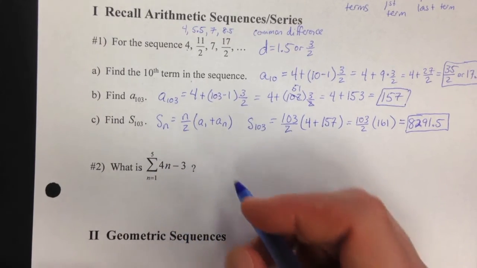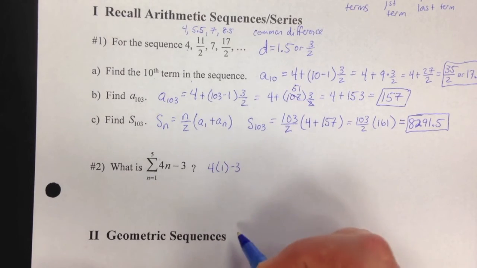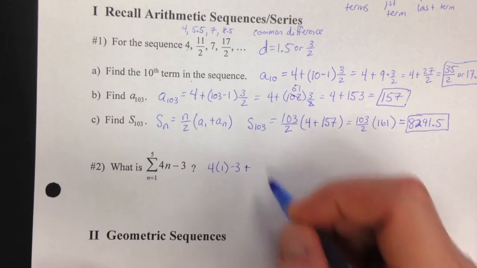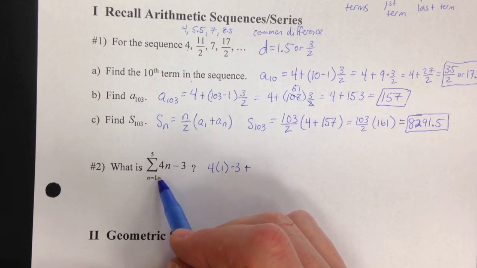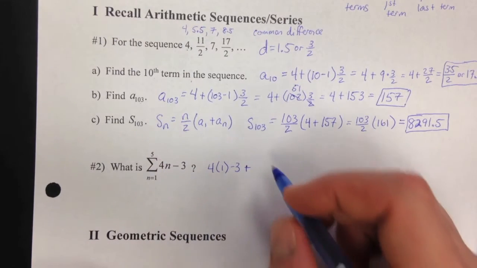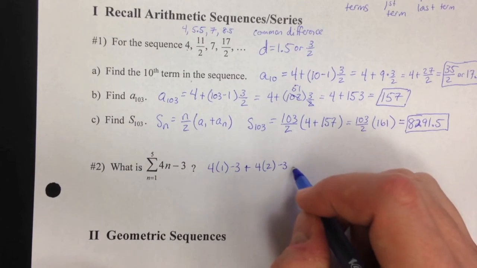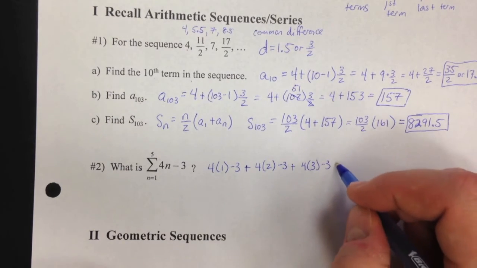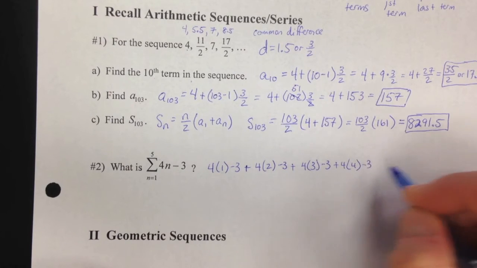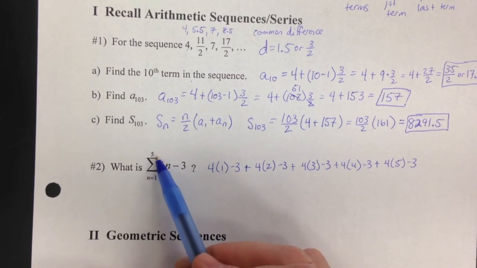So what this will look like, we're going to do 4 times n minus 3. That's the first term, plus, now the second term. I plugged in a 1, now I'm going to plug in a 2. So I'm going to go 1, and then 2, 3, 4. I plug in 5, and I stop. So I'll do 4 times 2 minus 3, that's the second term. And then 4 times 3 minus 3, plus 4 times 4 minus 3, plus 4 times 5 minus 3. Now I stop when I get to 5.